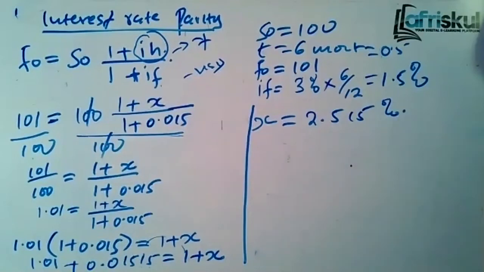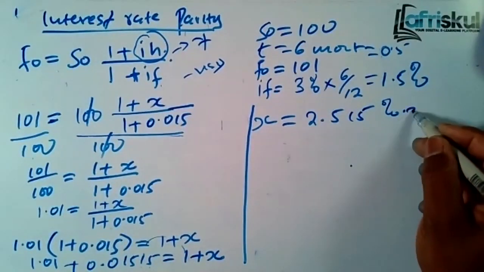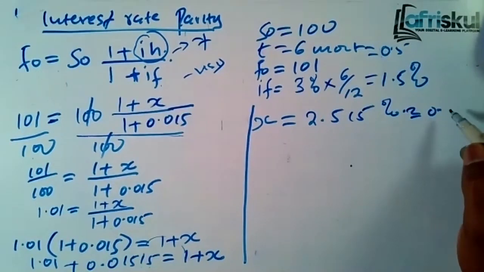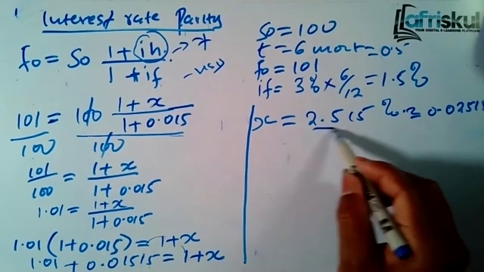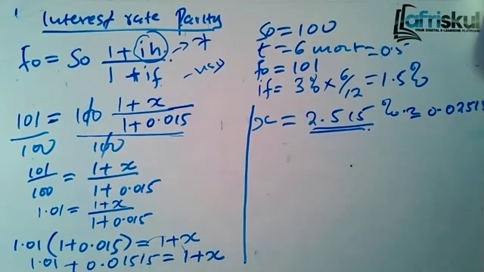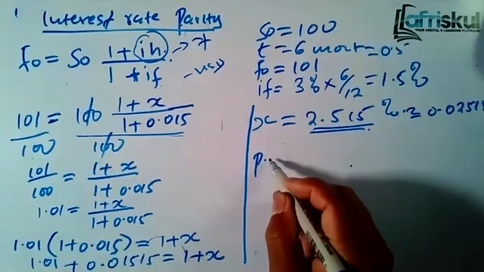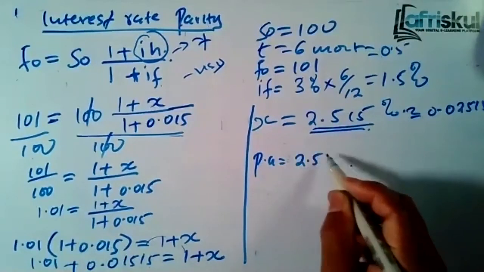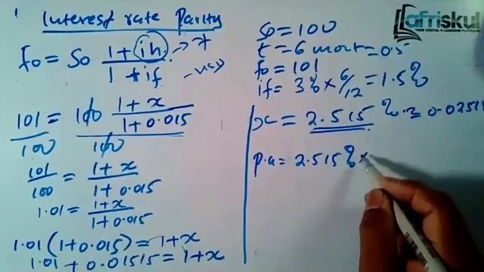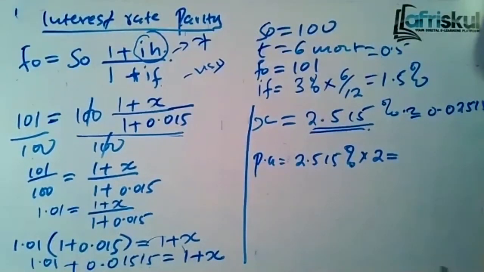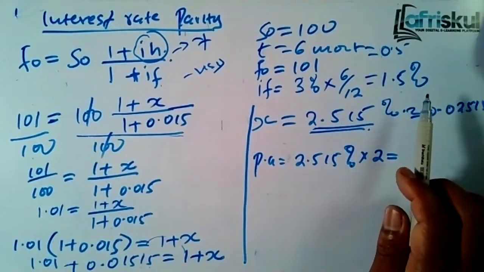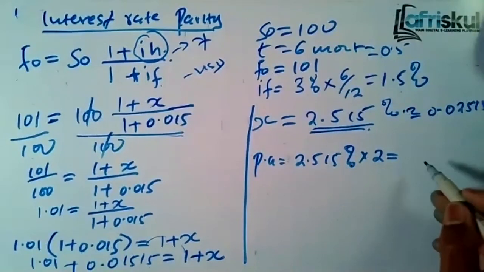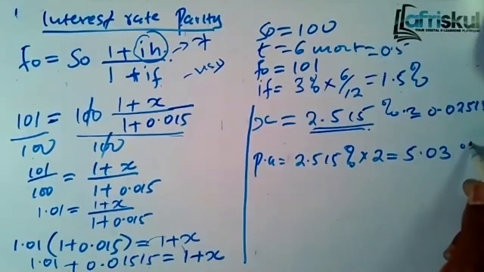In that case, you'll get 2.515%, which is equivalent to 0.02515. Now remember, this rate is for the 6 months. To get the rate per annum, you multiply 2.515% by 2. Remember, the 1.5% was used for 6 months, but in this case they want the annual interest rate. So you'll get 5.03%.